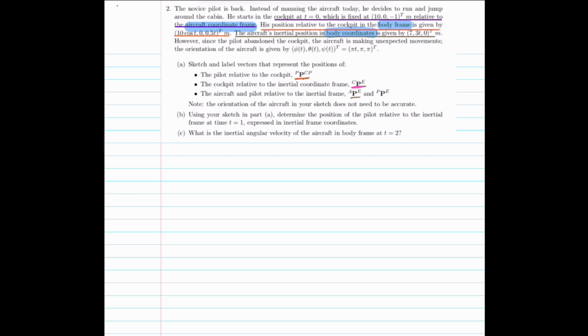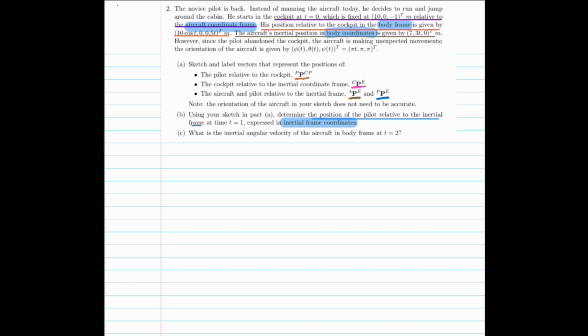They did not give us that. And the aircraft and the pilot relative to the inertial frame. We are only given the aircraft relative to the inertial frame. And you'll see in part B that they want us to actually find the position of the pilot relative to the inertial frame, which we will need all of the following vectors to do so.